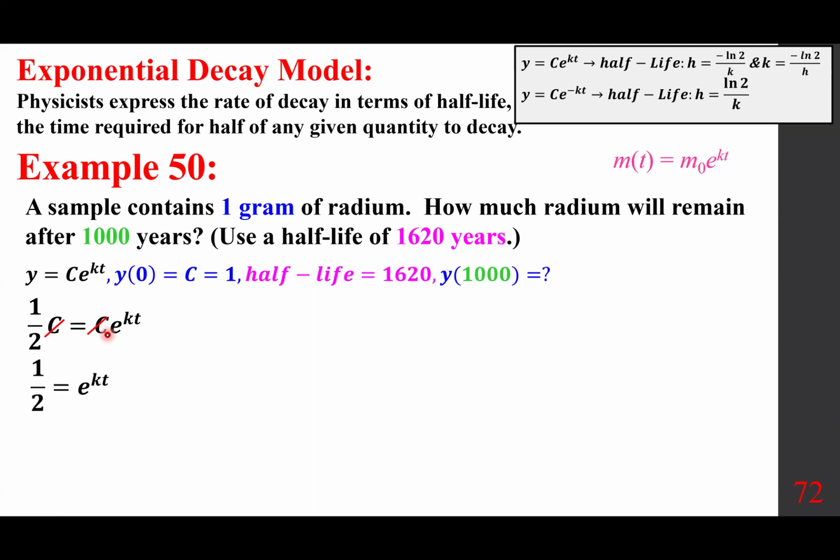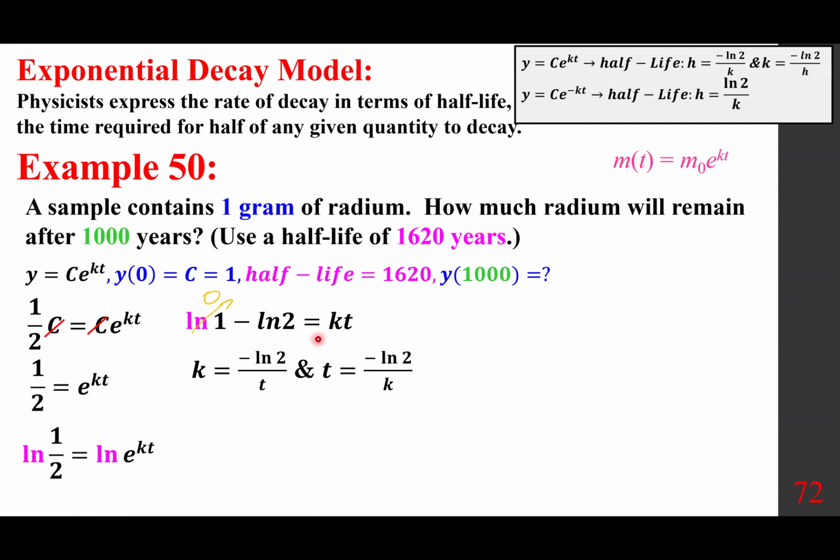If you take the natural log of both sides, this becomes ln1 minus ln2, and this becomes kt. ln1 is 0, so minus ln2. So k is minus ln2 over t, or t is minus ln2 over k, and that's the formula that I had here. This is the justification as to how we arrive at k. So k is minus ln2 divided by t.